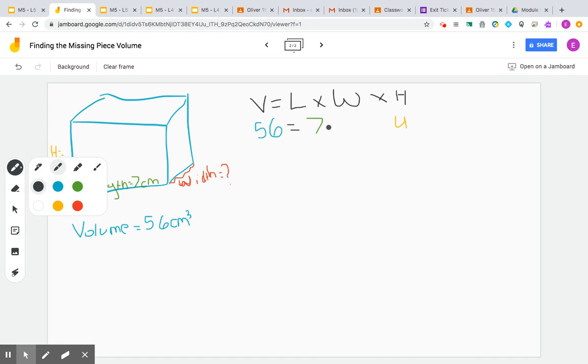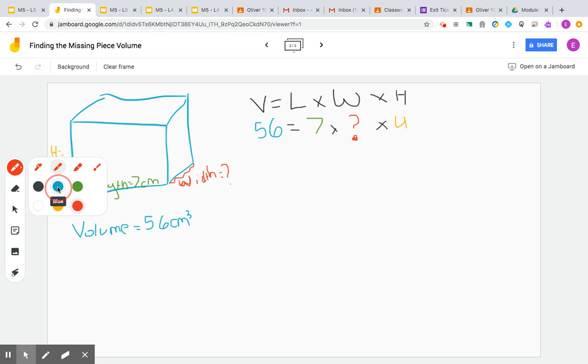We still need to figure out what the width is, though. How do you think I can solve for that? I know in our last example we had volume and height, and we were looking for base area. So we divided. Do you think we should do the same thing here? Yes, because we need to figure out this width, we're going to divide both the length and the height from my volume to figure out what's missing.